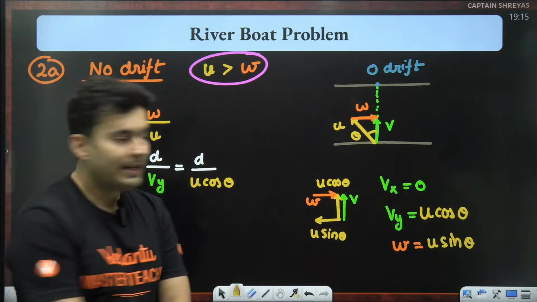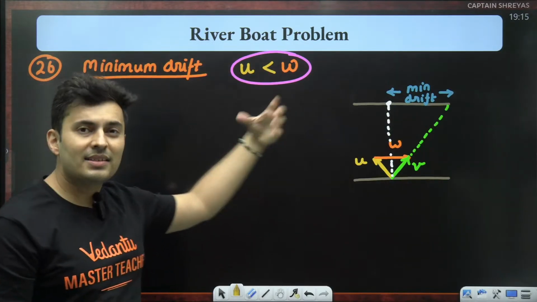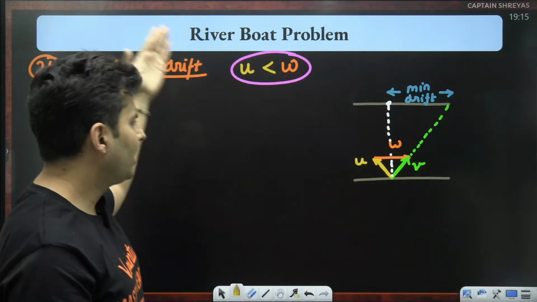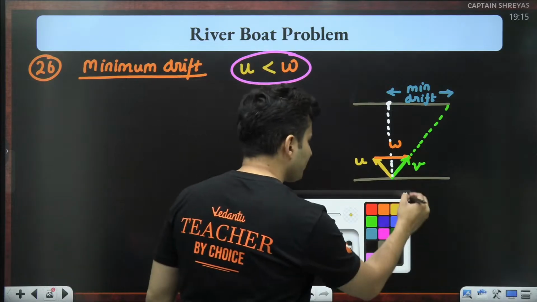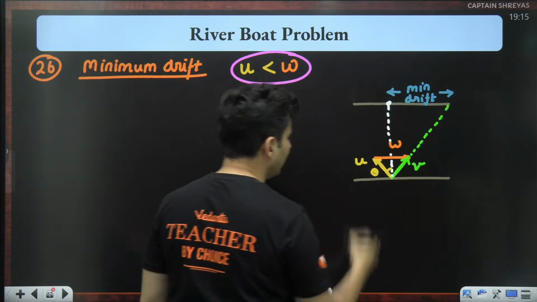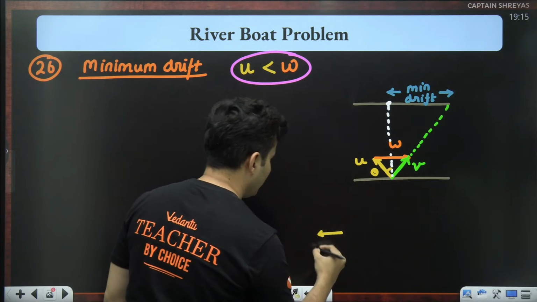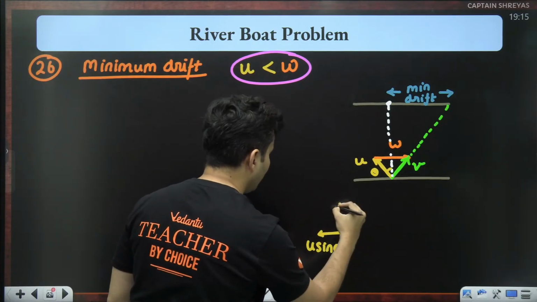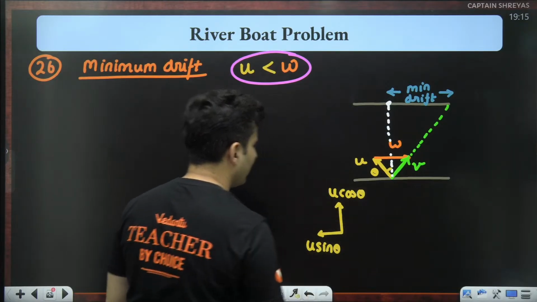Awesome. Now, what about minimum drift? This comes via derivatives, maxima, minima concept. I'll skip that part and just tell you what the final answer looks like. Here, if you measure this particular angle, let's say theta, u will have two components. One will be u sine theta over here. The other component will be u cos theta over here.